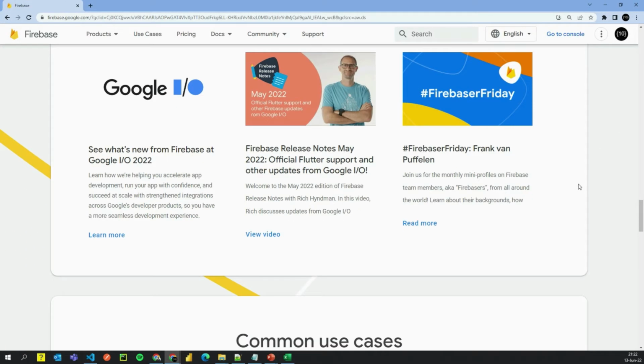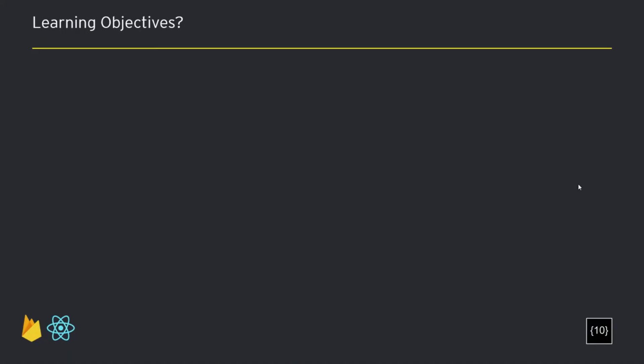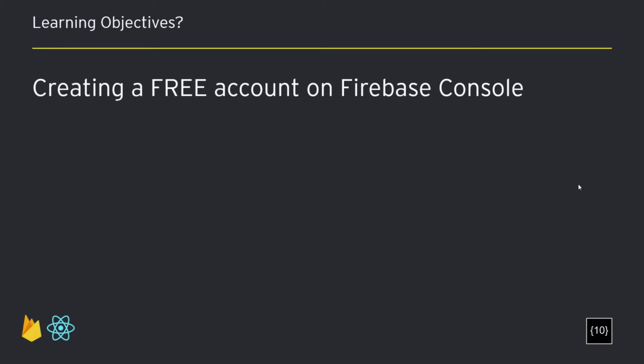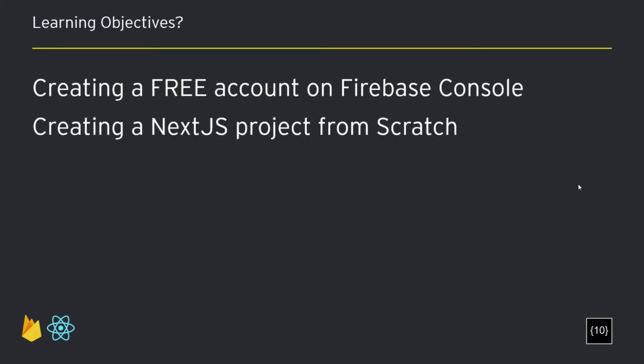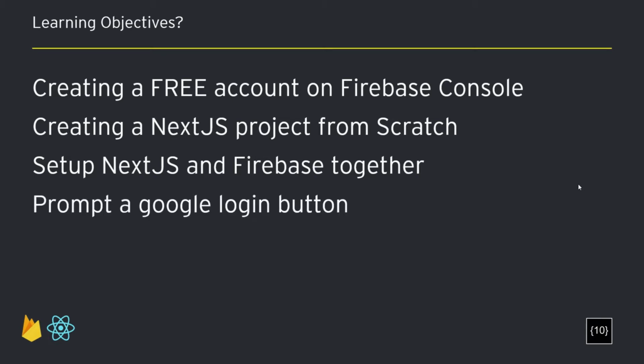And with that motivation, I think we are ready to take a deep dive into what we're going to learn in this tutorial. So here are our few learning objectives. We're going to create a free account on Firebase console. We will create a Next.js project from scratch, of course. We will set up the Next.js project and Firebase together so that your front end is able to talk to Firebase. Nice looking Google login button. When I say nice looking, it will be a simple HTML button, but you can of course use any type of styling, probably use Bootstrap to style your button and make it look fancy.